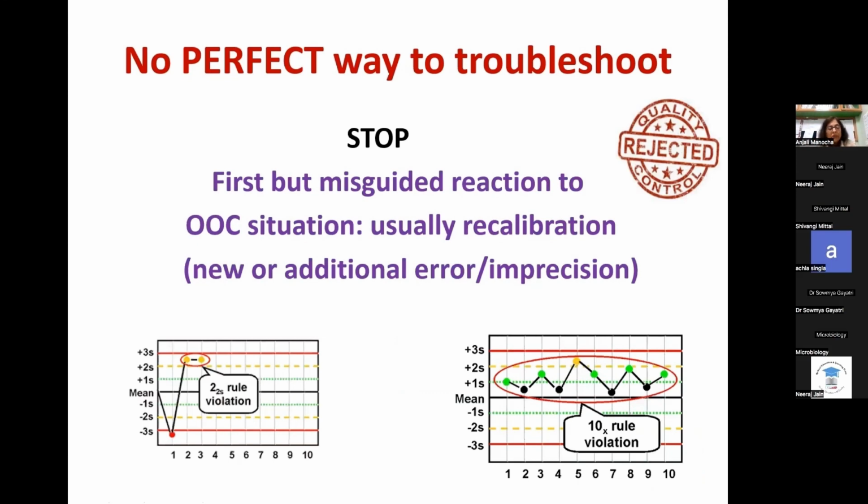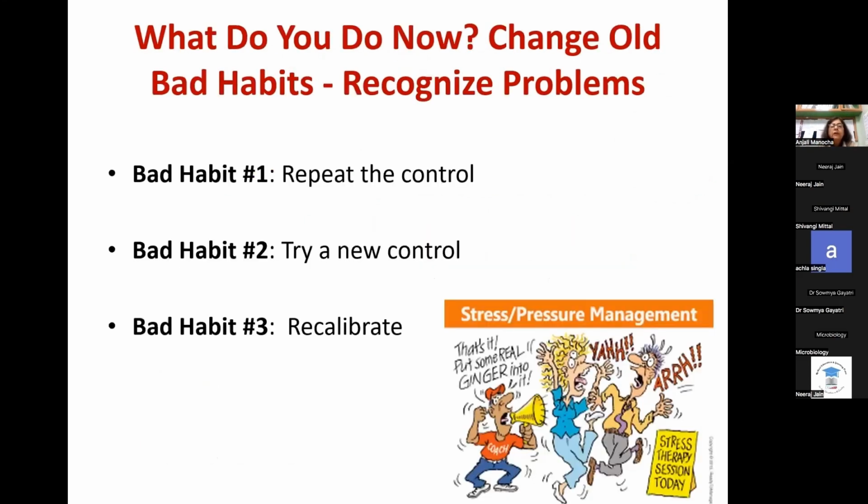Now, I would agree that there is no perfect way to troubleshoot. So, what do we do? Normally, the reaction of most of our technical staff would be just to rerun the control, or if the control is still out, let's recalibrate. Now, it may still lead to a control out. And after recalibration, if it's still out, you are stuck with another error. Now, what to do? So, we have to stop our three bad habits. That is, repeat the control, try a new control, and recalibrate.